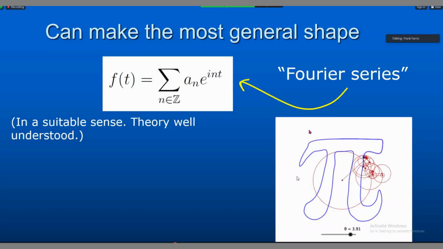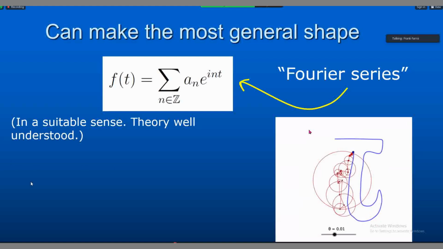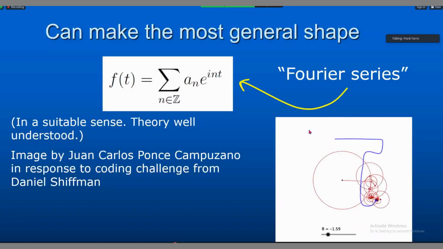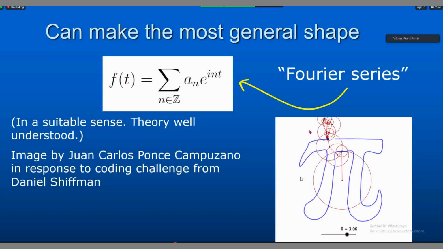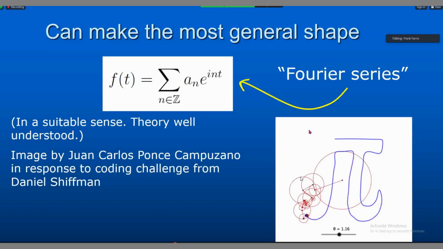And how did the person who made this video, which wasn't me, figure out how to do that? There's a very well-developed theory that I consider to be a little beyond the scope of what I want to do today. But I want to tell you that this video was made by a Spaniard named Juan Carlos Ponce Campuzano. And there was a coding challenge by a mathematician named Daniel Shiffman to make the best illustration of wheels on wheels on wheels. And this was one of the winners. I really think it's a winner. And isn't it fun for mathematicians to make a pi out of wheels on wheels on wheels?